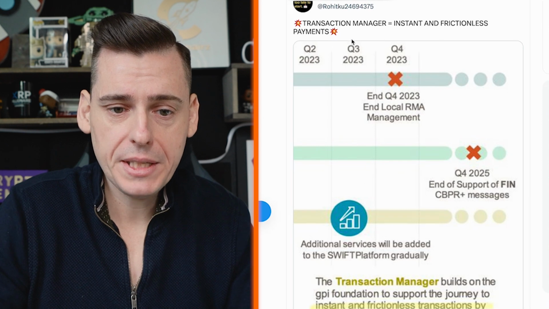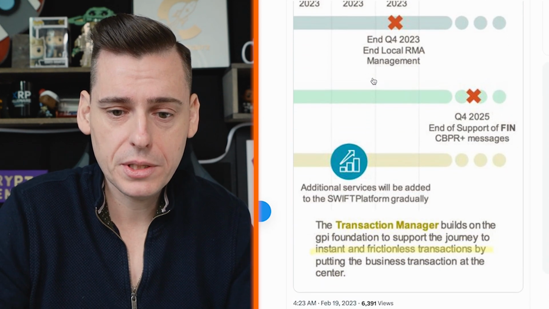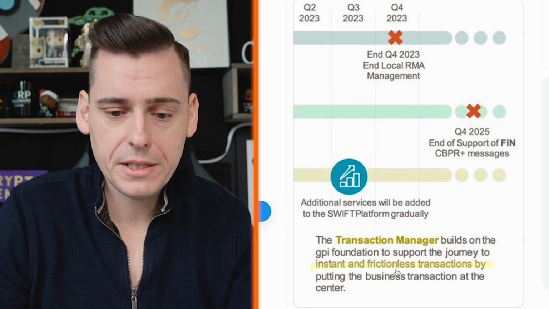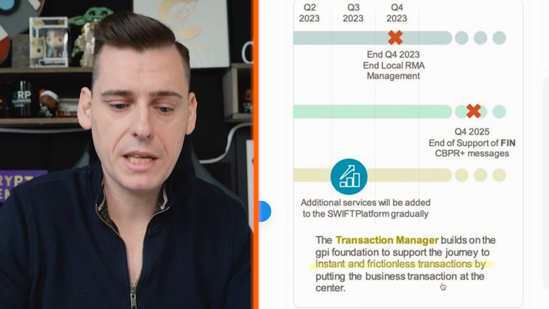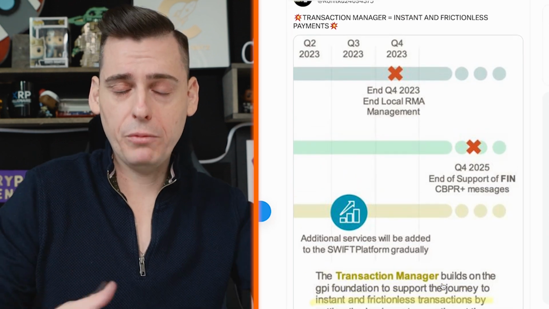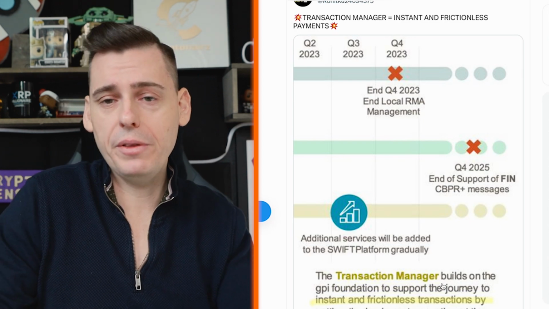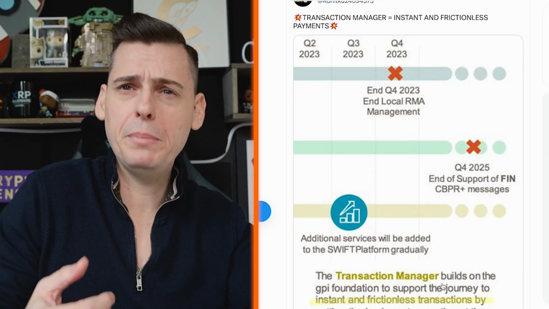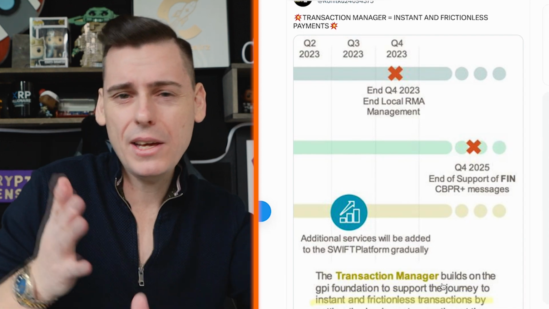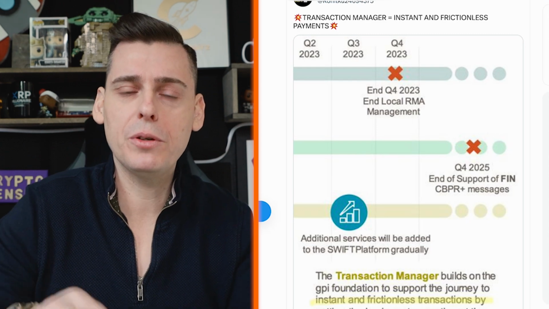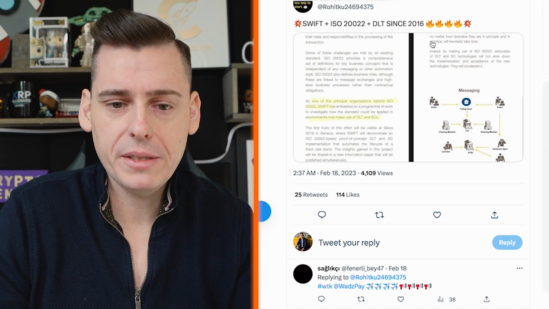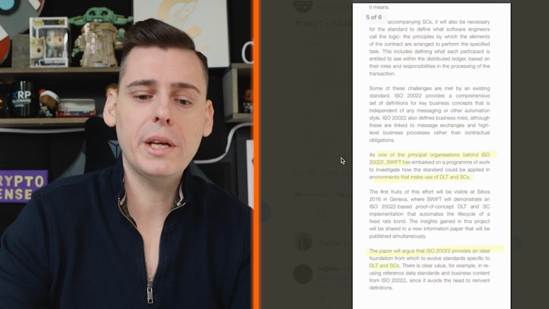Okay. So a transaction manager, instant and frictionless payments. This is talking about Swift, right? The transaction manager builds on the GPI foundation to support the journey of instant and frictionless transactions by putting the business transaction at the center. Still understand, Swift doesn't have a solution for ODL like Ripple does. So Ripple can use ODL. They can go and get different cryptocurrencies. I think it's Bitcoin, Ethereum, XRP, and I want to say like Litecoin. Don't hold me to that, but it's different cryptos that can be used for these transactions through ODL. And this is Swift plus ISO plus DLT since 2016. So understand, they've been working on all of this stuff.